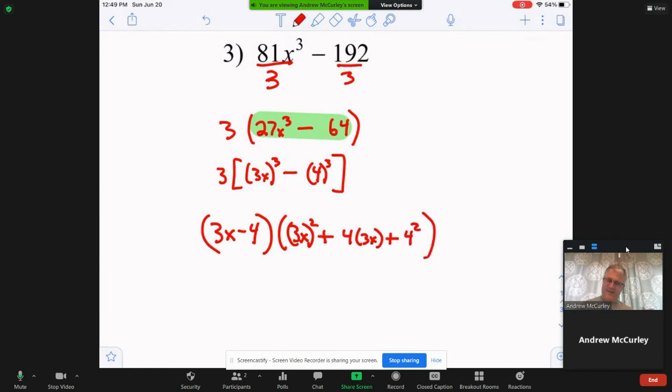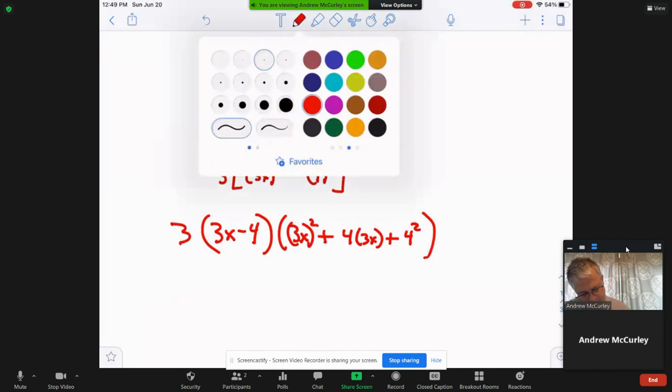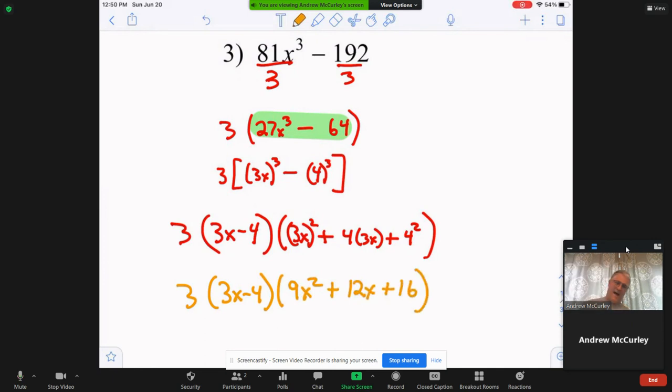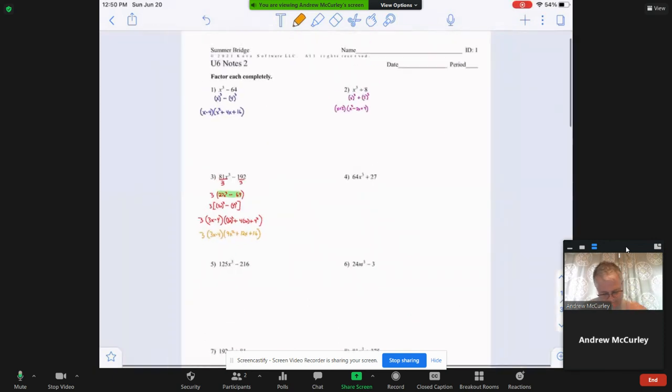So I wrote that out just to show it. And now let's kind of put it all together. Oh, what did I forget? Don't forget to bring down that 3. That's with us. So the answer is 3 times 3x minus 4, 3x squared is going to be 9x squared, 4 times 3 is 12, so 12x plus 16. And again, that's not a perfect square trinomial anymore. All right? I mean, that's kind of it. I don't really have anything else to show you. Always look for that. I know I put a lot of problems here.